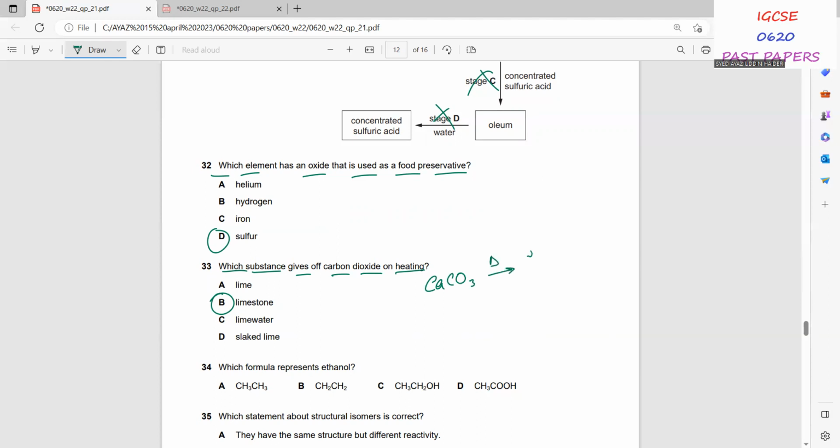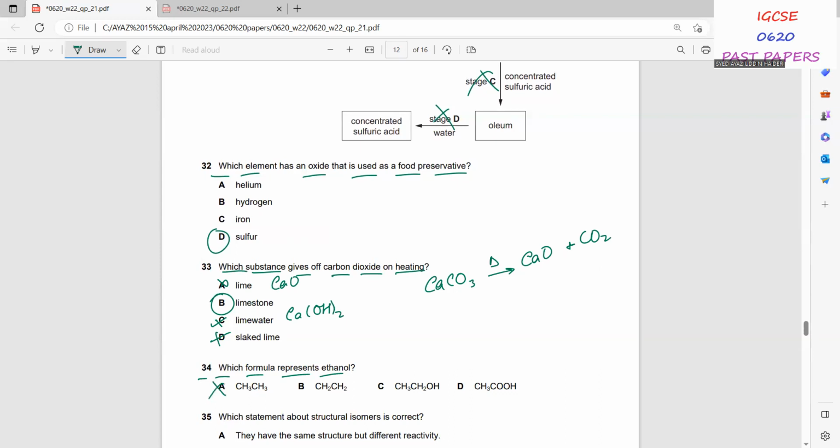We'll heat it, you will get calcium oxide plus CO2. Lime is CaO. You won't get carbon dioxide. This is wrong. Lime water is Ca(OH)2. Slaked lime also does not contain carbonate ion.